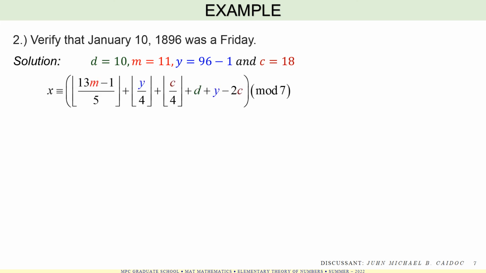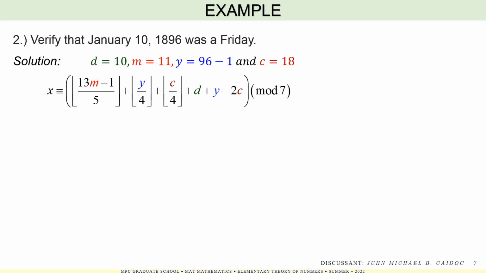Here is our formula. X is congruent to the floor value of (13m minus 1) over 5, plus the floor value of y over 4, plus the floor value of c over 4, plus d, plus y, minus 2c, modulo 7.